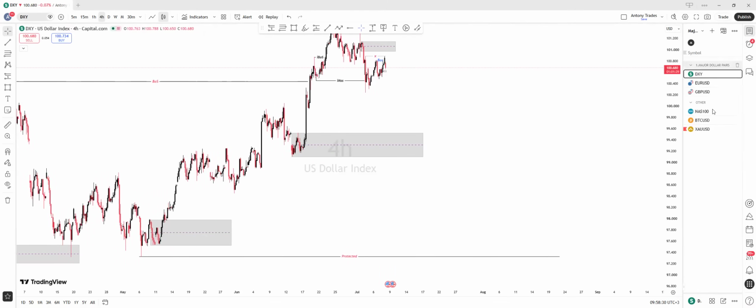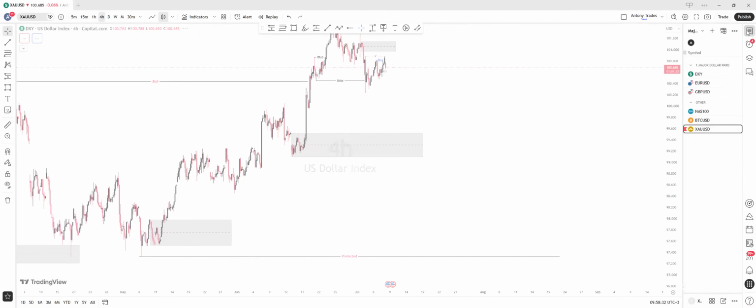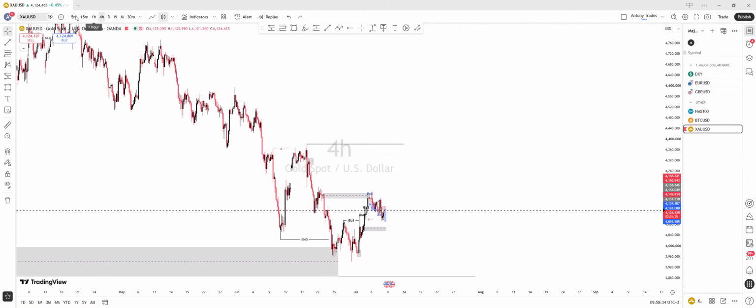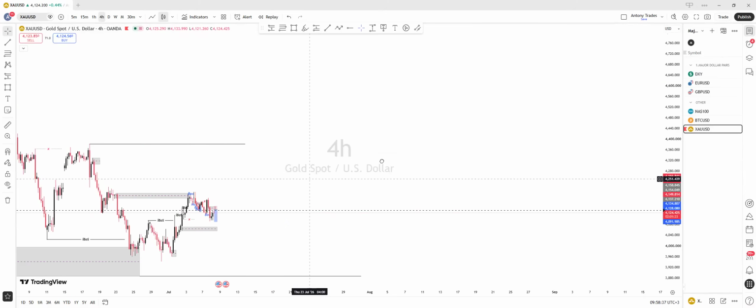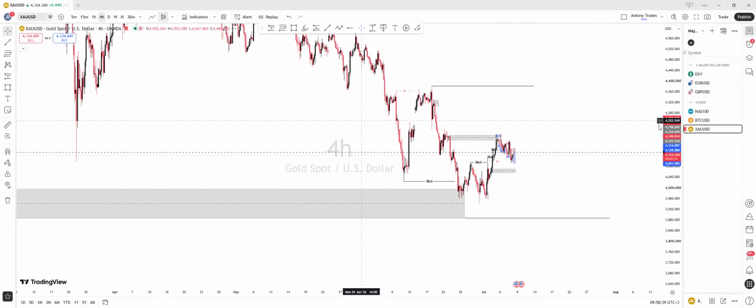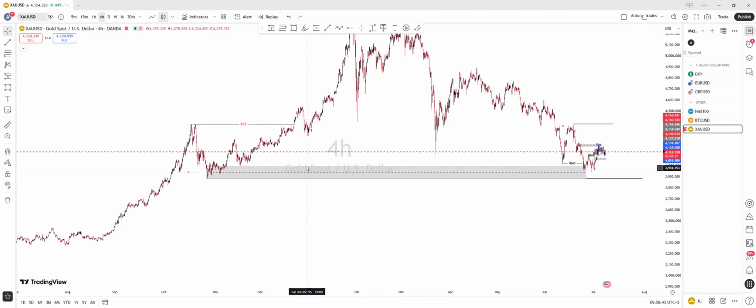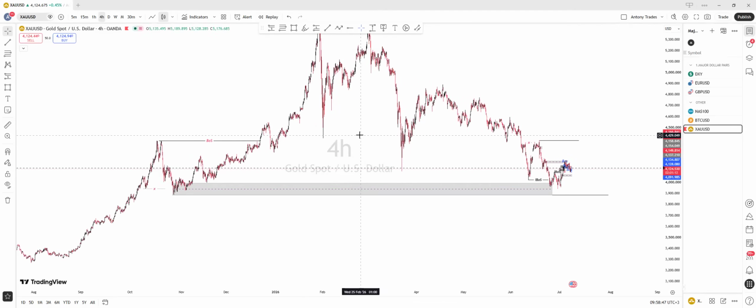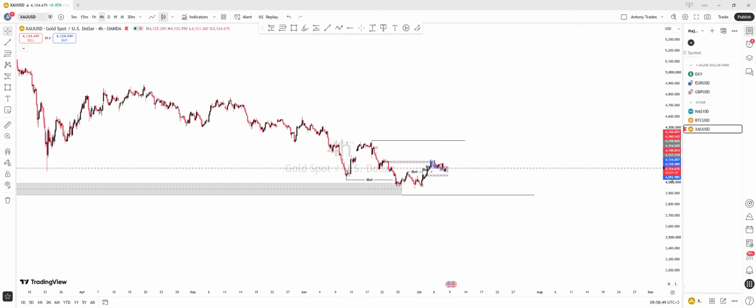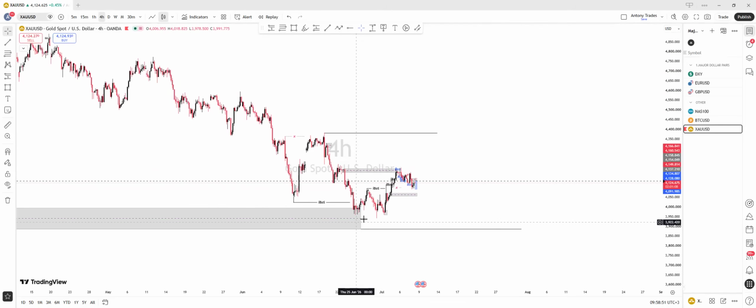So moving to the next pair, in this case, it's going to be gold. If you remember very well from the last analysis that we did on gold, we saw that gold is reacting from this support zone from the weekly time frame. And we said that if this market wants to use this support zone and push to the upside, then the market has to give us a change of character here.